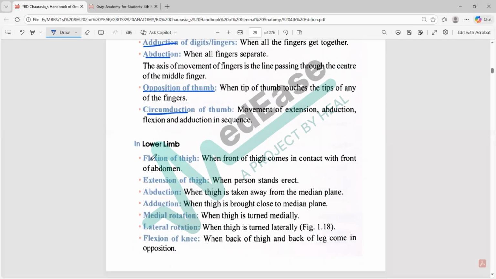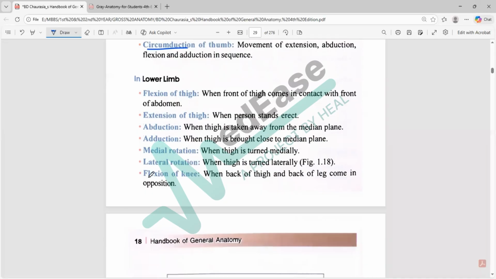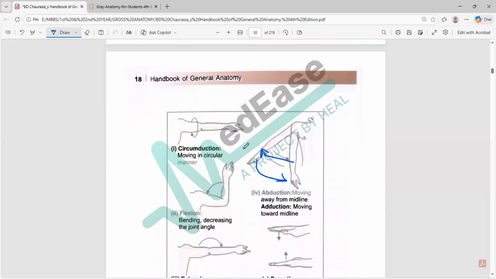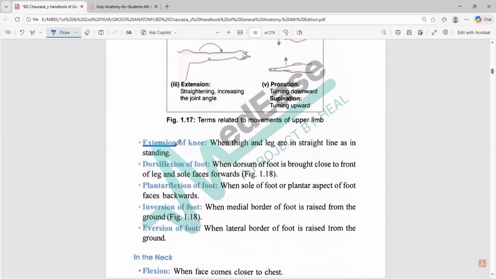Now, when we talk about the lower limb, all the terms will be kind of similar except the flexion and extension. When we talk about the flexion of the knee and the flexion of the thigh, we have two different terms. The thigh will always be flexed when the front of the thigh comes in contact with the abdomen, whereas the knee will be flexed when the lower leg or the heel comes in contact with the thigh. Then we have the extension of the knee, which is opposite to the flexion, mainly straightening and increasing the angle with the abdomen.